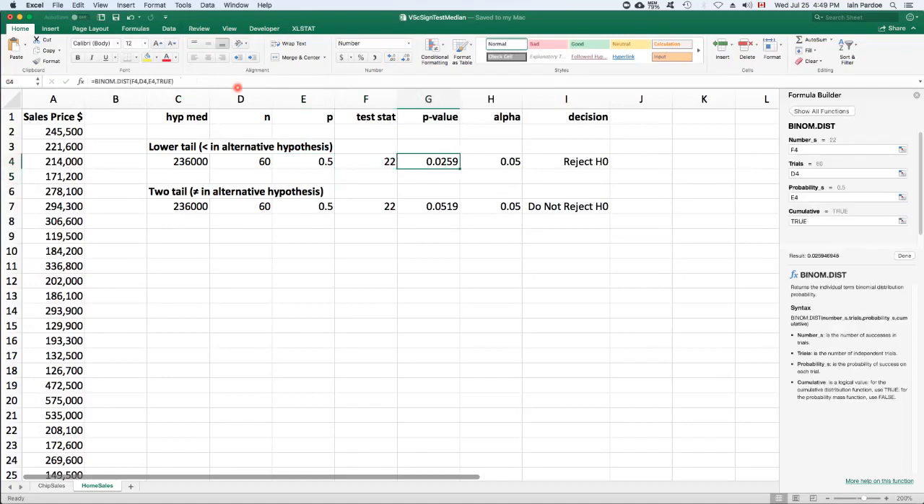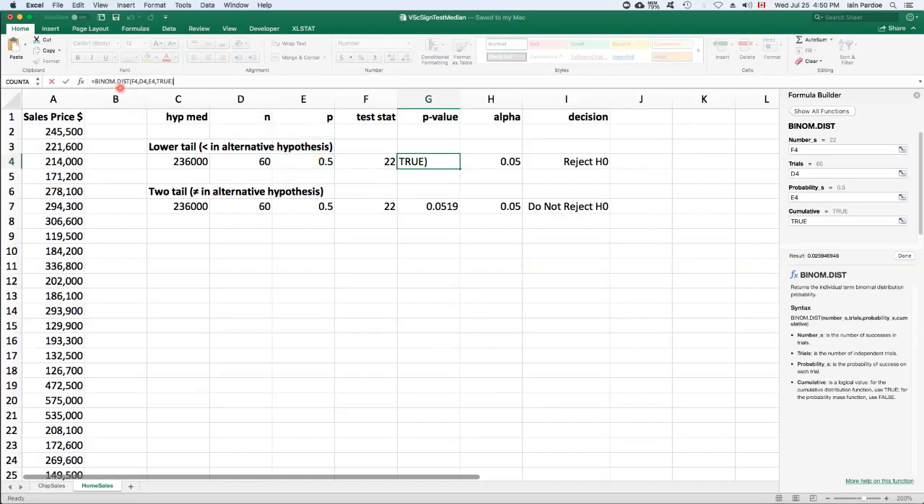And then the p-value. Because this is a lower tail test, we need the probability of observing 22 or fewer successes in a binomial experiment with sample size 60 and probability of success 0.5.